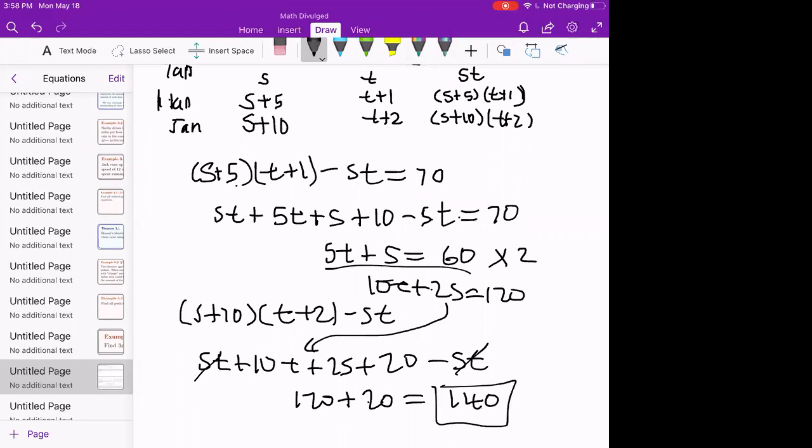So yeah, that was just another d equals rt problem. This one's a bit different, in which we had to manipulate the equations a little bit. We didn't explicitly solve for s or t. What we did here was just use creative substitutions in order to make it work for us. So yeah, I think that's all we have for equations today.